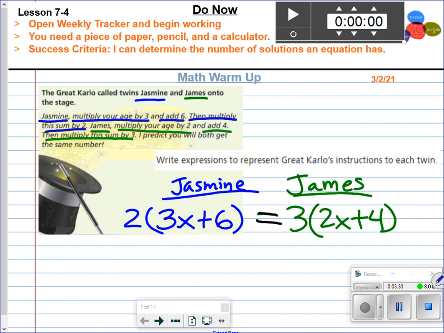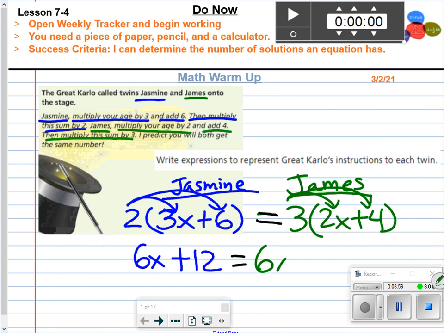Good, I'm going to distribute, or good, I'm going to multiply this 2 to both of these, and I'm going to do the same with James's. I'll multiply that 3 by all the terms inside the parentheses. So 2 times 3x is, you can just say it, 6x, and 2 times 6 is 12. Okay, 3 times 2x, again, is 6x, and 3 times 4 is 12.